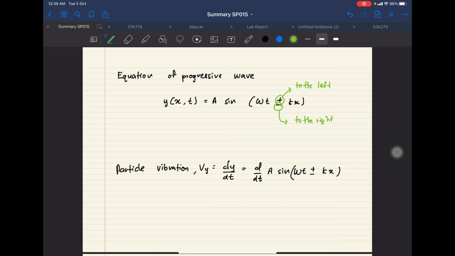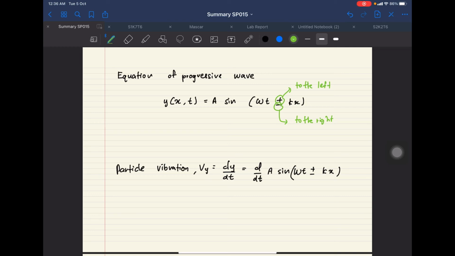Sometimes in the exam they might give you this equation. They will not put plus minus, they will put either plus or minus. So in the last question, sometimes they ask you to find the velocity of the wave and state the direction of the wave, to the left or to the right.